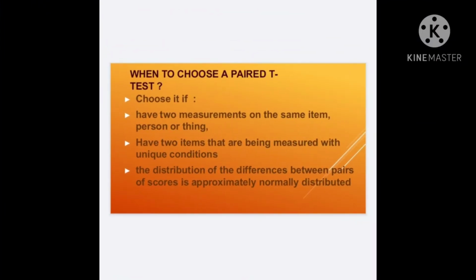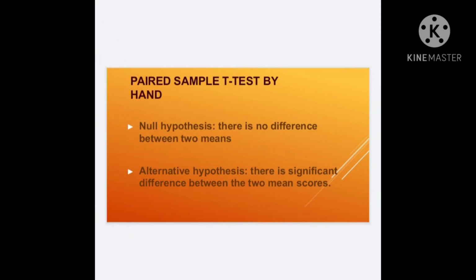Choose the paired t-test if you have two measurements on the same item, person, or thing. You should also choose this test if you have two items that are being measured with a unique condition. And furthermore, choose the paired t-test if the distribution of the differences between pairs of scores is approximately normally distributed. So, for example, we are going to compare the differences between two scores.